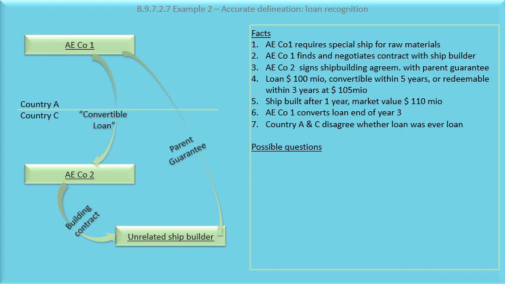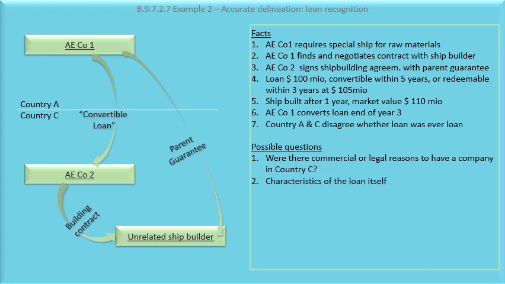Then the UN comes and gives a number of questions that one can ask in order to try and characterize this loan. The first is, were there commercial or legal reasons to have a company in country C? So was this a tax planning issue, or were there real reasons why you needed a company in country C? I would add to that question, are there any differences in tax rates? The second one is, what are the characteristics of the loan itself? It was redeemable, it was convertible. What else was there? Was a security given or anything like that?